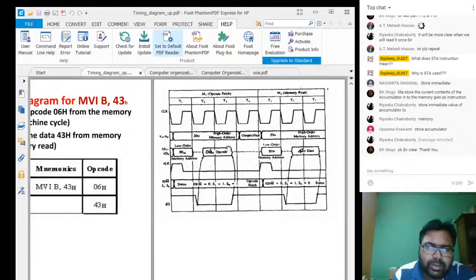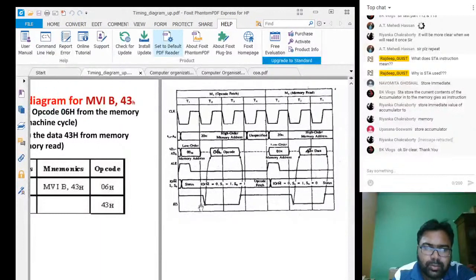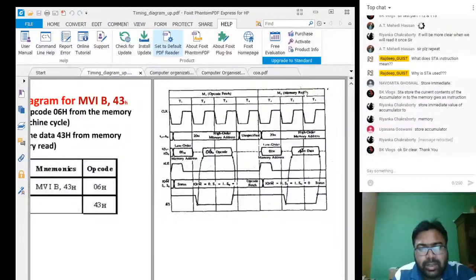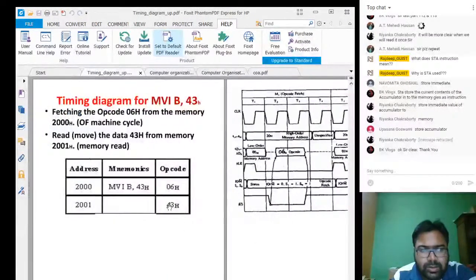So first you will read the opcode. Okay, so you have read the opcode from memory with this RD line. Next in T4 state you have decoded the instruction. Then you are again reading the content from the next memory location, which is 2001. So higher order 20 and lower order 01. So here you can get the data. Okay, so this is your 43H.